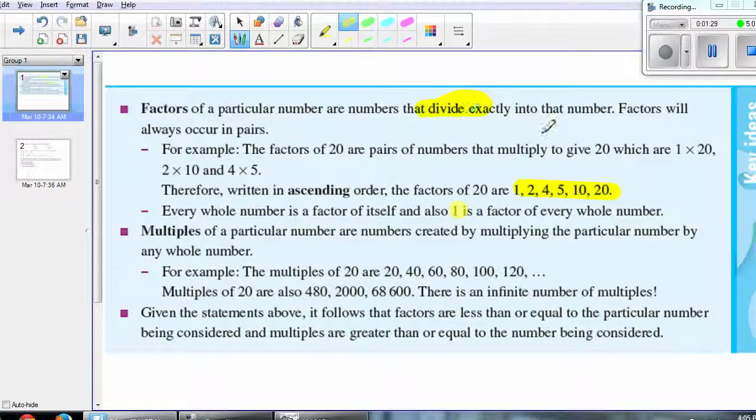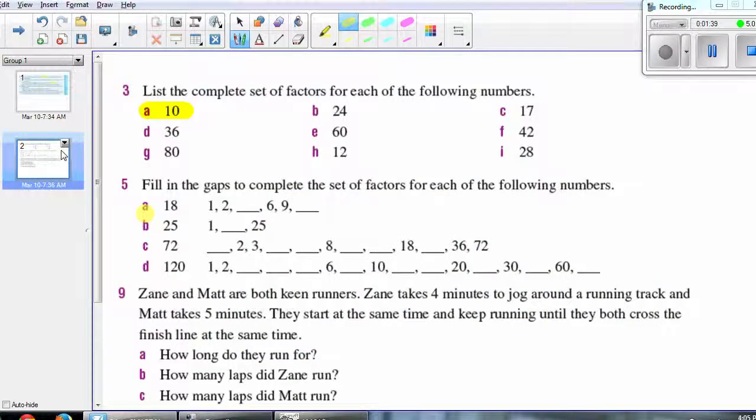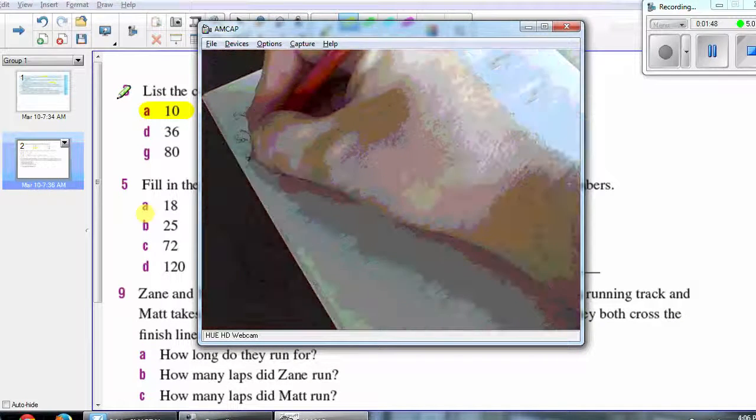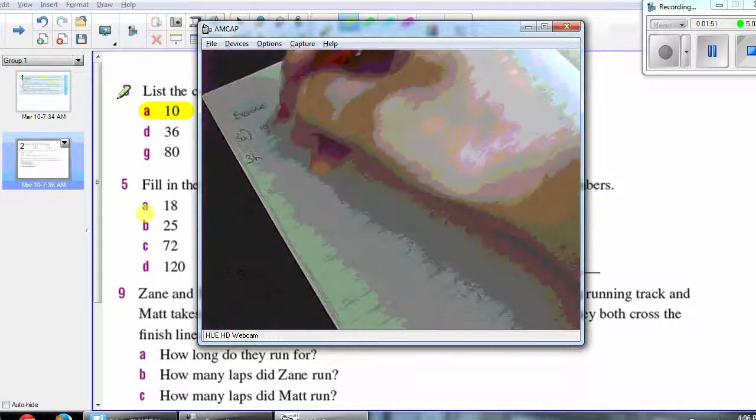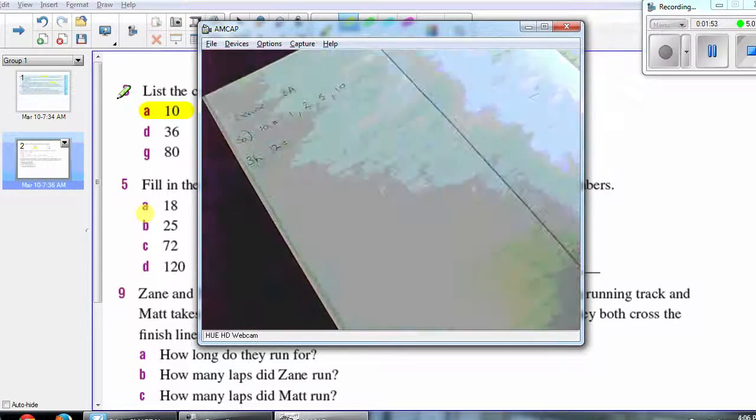So when you're finding factors, you're looking for numbers that can divide exactly into that number. If we're looking for factors of 20, they're all the numbers that you can divide 20 by and get a whole number. So that's what we're looking for with our factors. Let's do another one. Let's do 12.